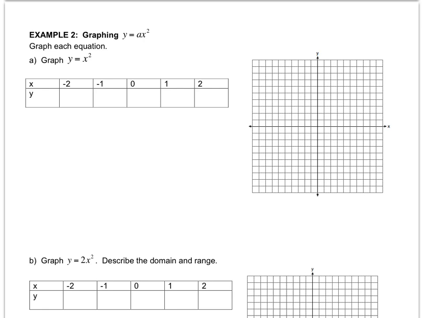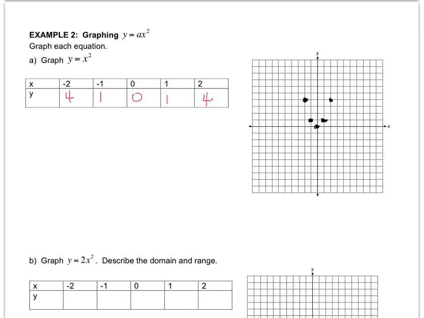So if x is -2, then when I plug it in, y is 4 because -2 squared is +4. When I square -1, I get +1. 0 gives me 0. 1 squared is 1. And 2 squared is 4. So I just took these values here and plugged them into my function for x. So now I plot the points. Pause the video, plot your points, and then play.